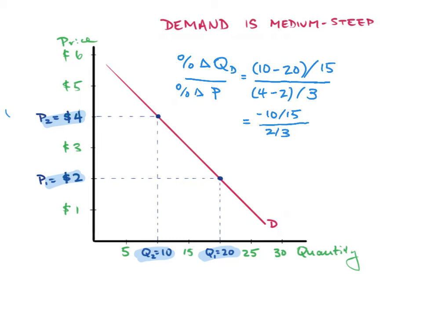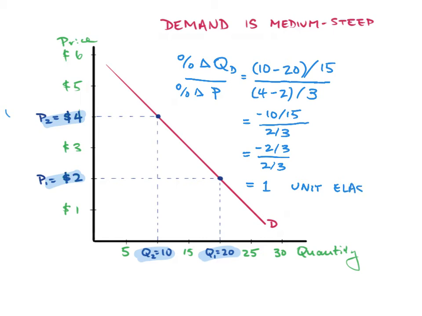Okay. And the numerator, that simplifies to negative 2/3. The denominator is 2/3. So this works out to 1. Yeah, negative 1, but remember, I said we're just going to forget about the minus sign. Okay, then I gave you all a term. What do we call it when the elasticity of demand is equal to 1? It's called unit elastic.